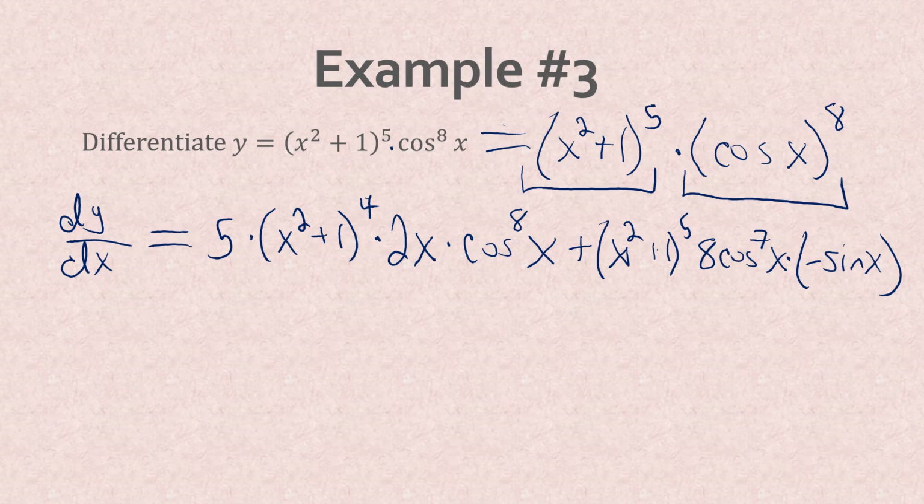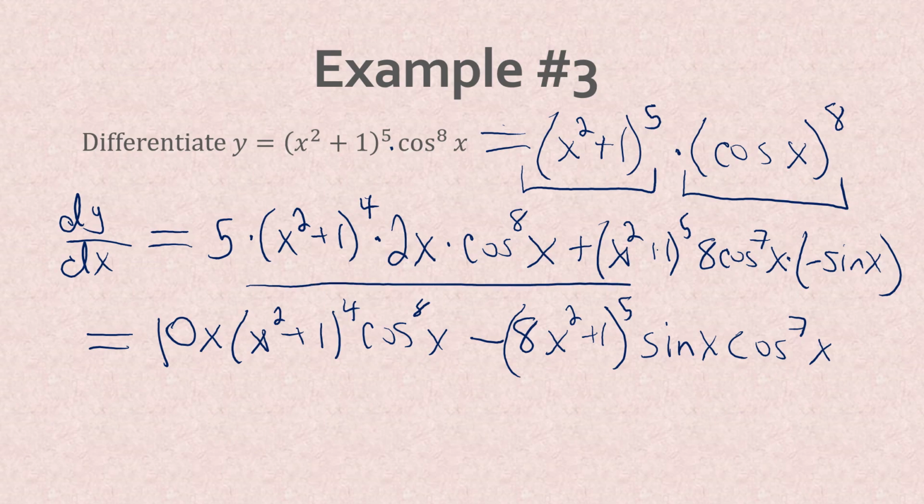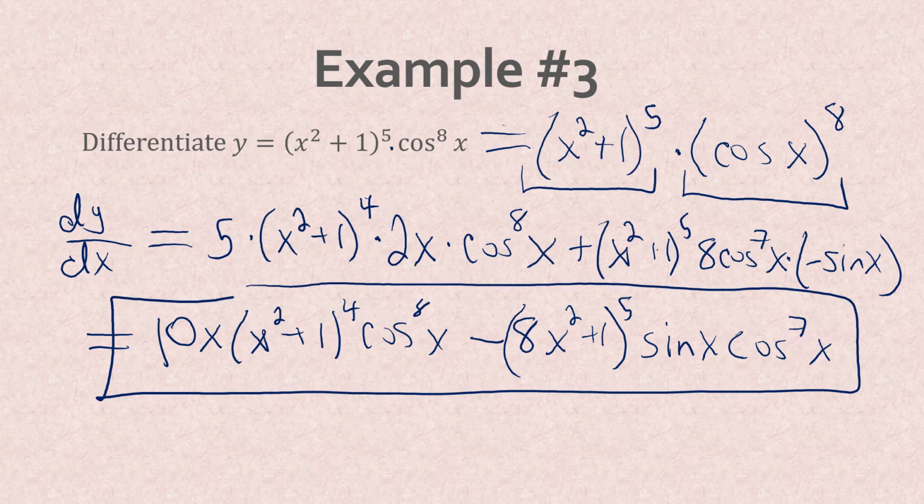And then now we just simplify as much as we can to get in the first term 10x (x² + 1) to the 4th cosine to the 8th of x. And then in the second term we get minus 8 (x² + 1) quantity to the 5th. And there's a sine x, and there's a cosine to the 7th. So as bad as that may look, that is the most simplified version that we'd be able to get.